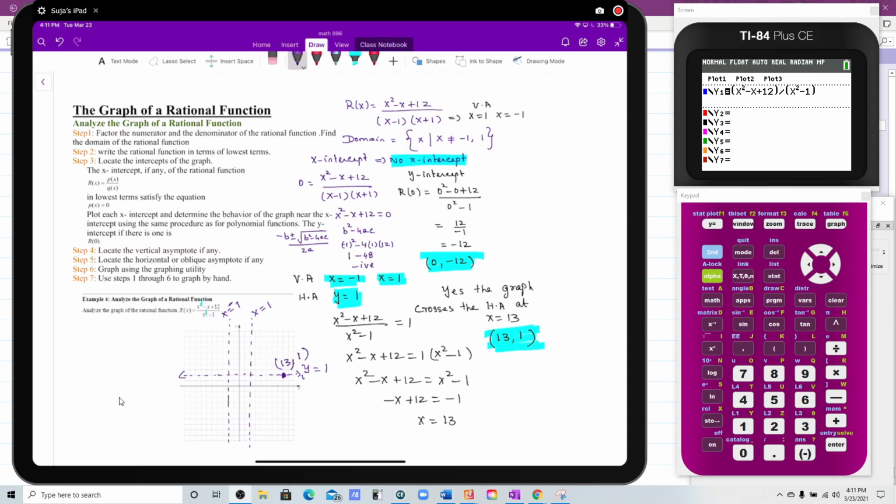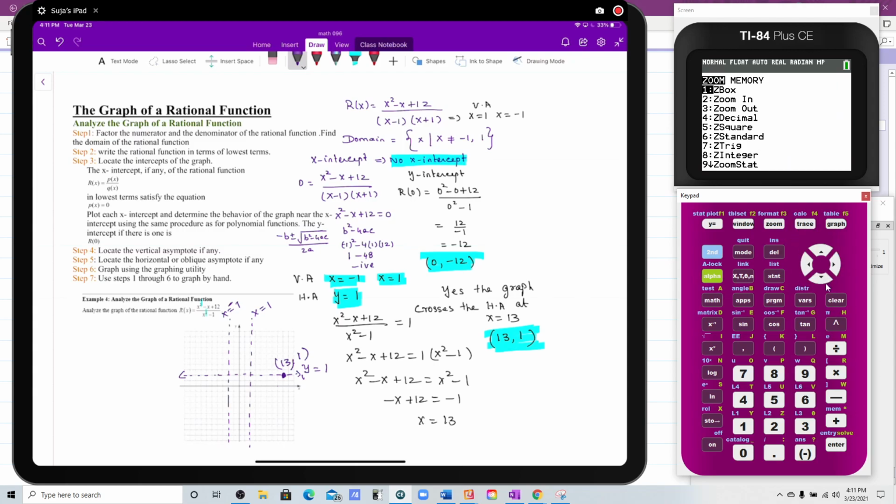Okay, so with this information, there's no x-intercept, so that's something I have to remember. The graph is not going to touch the x-axis anywhere, okay? So let me go graph it. So I put the original function in here, x squared minus x plus 12 over x squared minus 1. I'm going to hit graph. Again, it's the standard viewing window, and here it is.